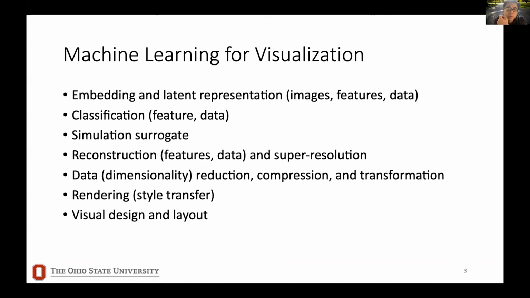And this was selected as one of the 5 papers to be published in a special issue of IEEE Transactions on Visualization and Computer Graphics. Now, there are so many things. For example, without exhausting all the possibilities, people also apply machine learning for reconstruction, super resolution, and dimensionality reduction. And even people apply it to rendering, for example style transfer, and also interaction, visual design and layout, where people have demonstrated that AI can be very, very helpful.